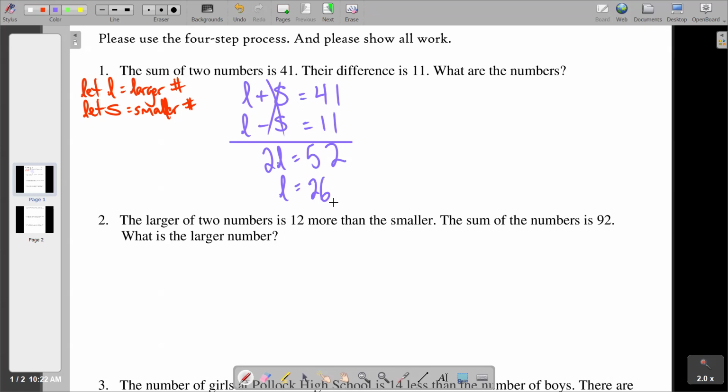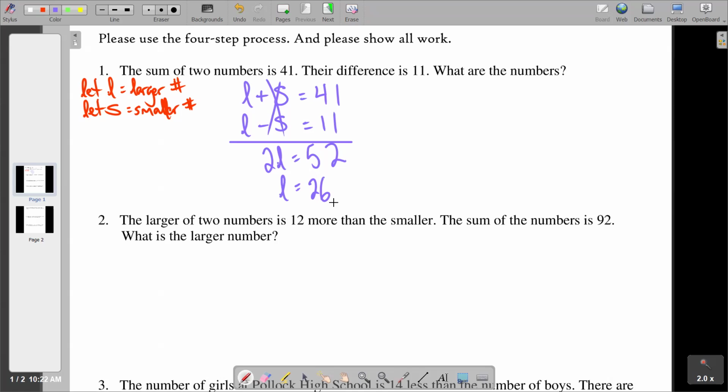Perfect, 26. So I threw some flavor in throughout the rest of the notes, but in this one, it's pretty boring. It just says straight up, what are the numbers? Let's just say hypothetically that that last sentence in problem one had said, what is the larger number?